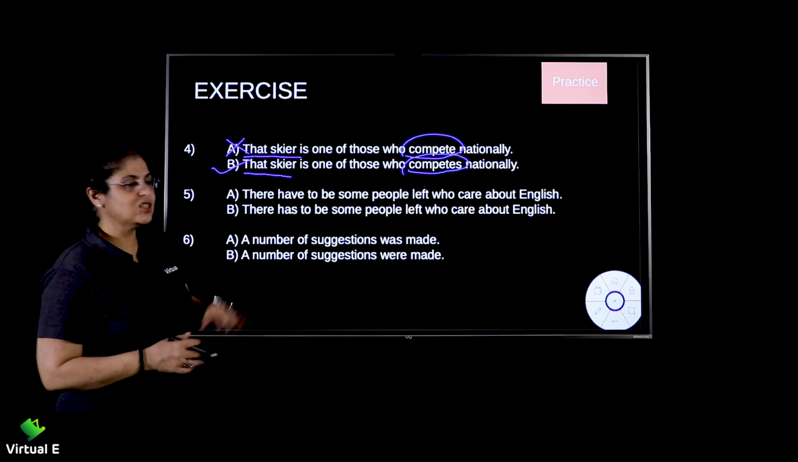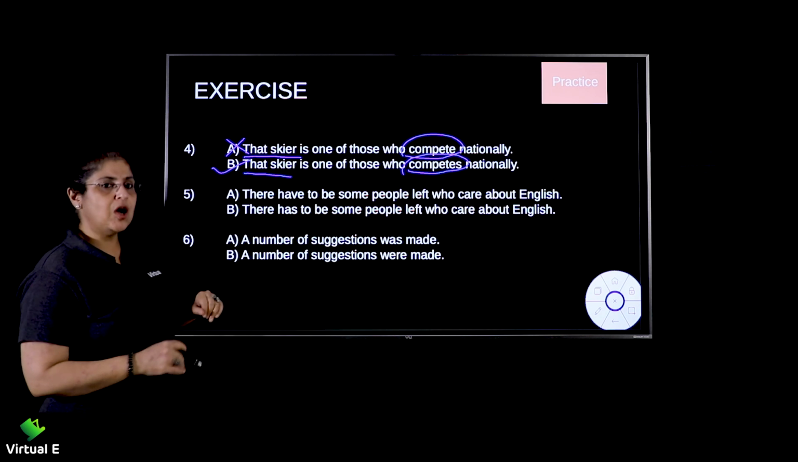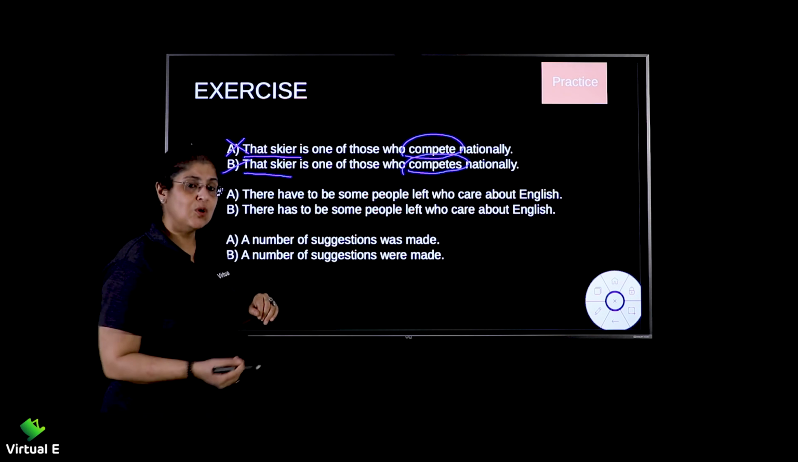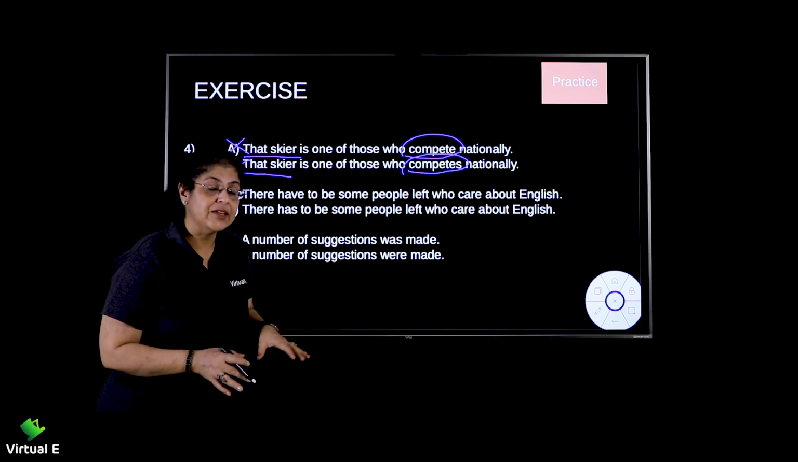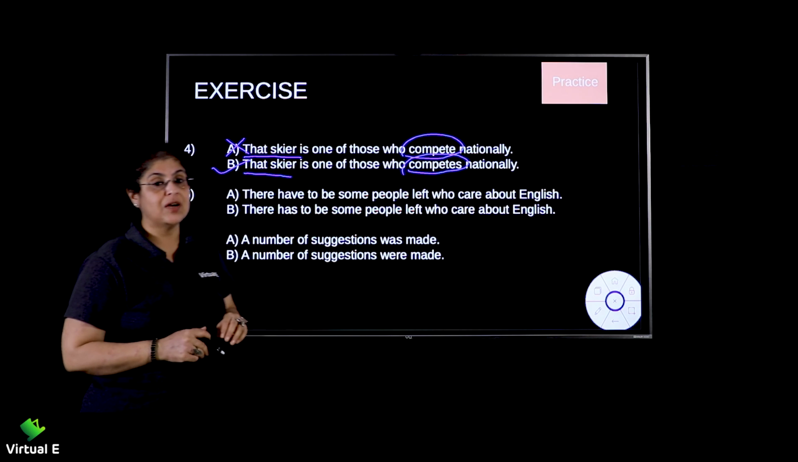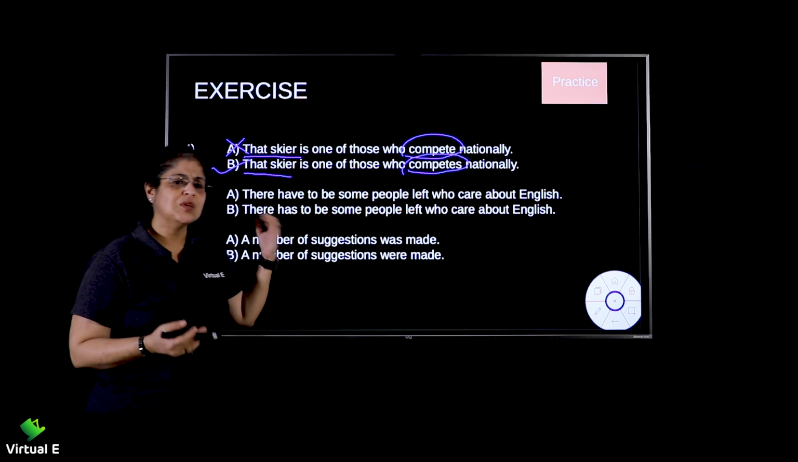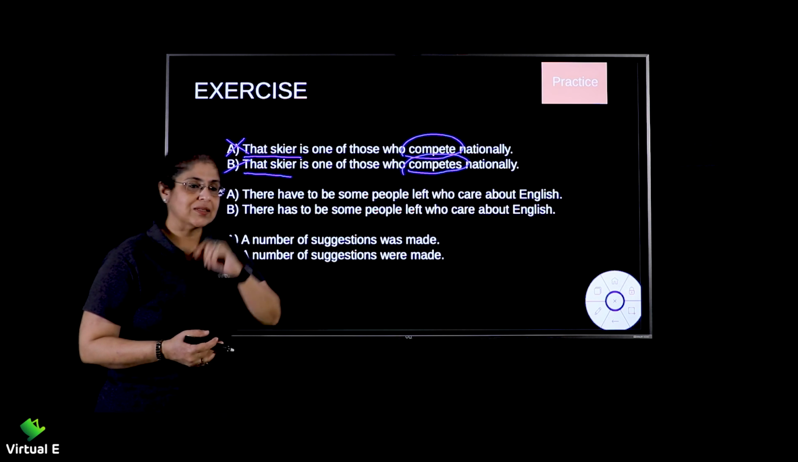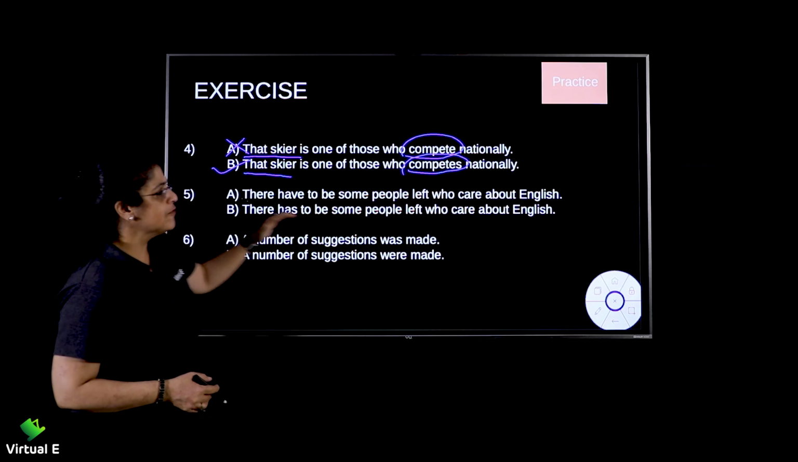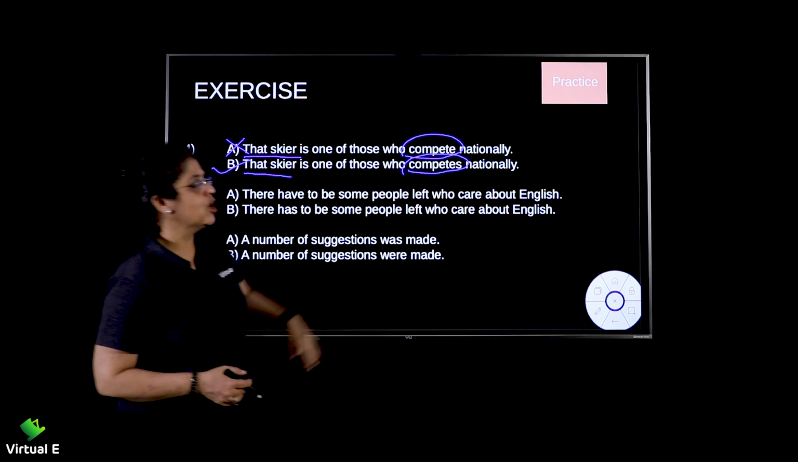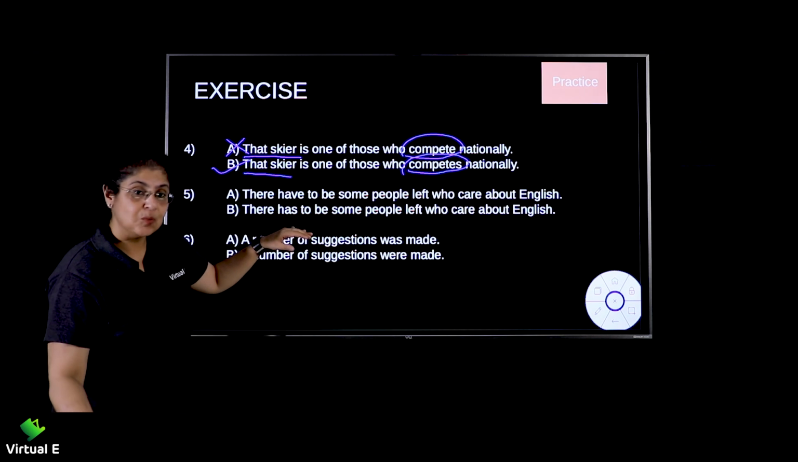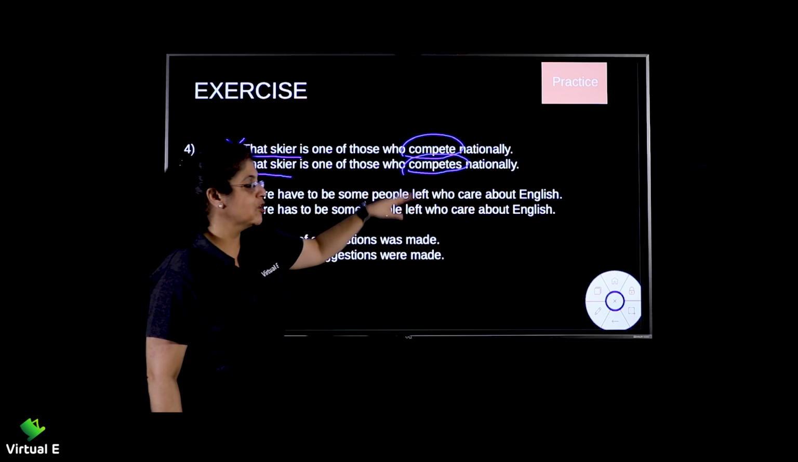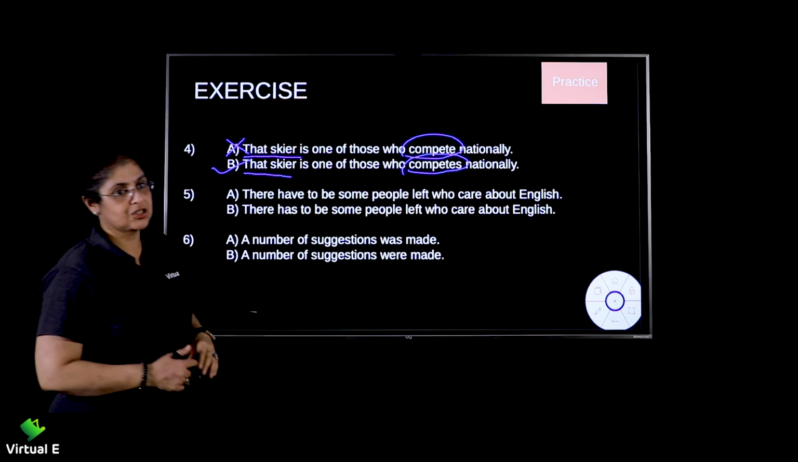Moving to the next sentence, your second last sentence. Come on, don't lose your patience. You have just 2 more to go to understand that entire topic. In fact, you can gauge, you can judge how much you have understood, or at the most, you will have to just go through the rules once again. There have to be some people left who care about English. There has to be some people left who care about English.